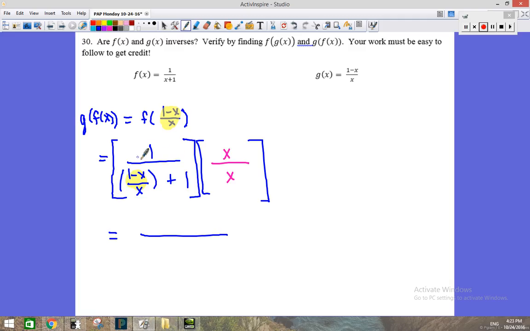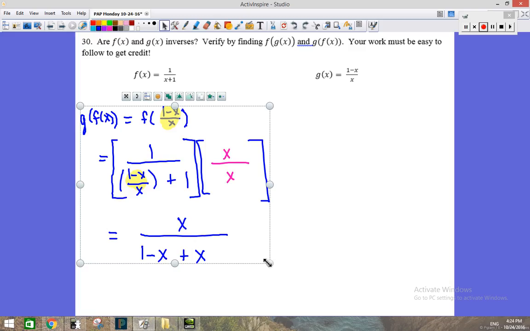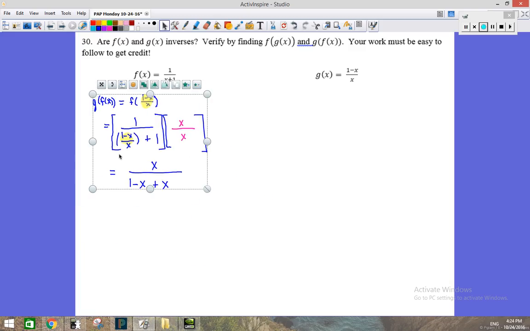When I multiply fractions, it's very easy. I just multiply the numerators together, so I go straight across. 1 times x is x. In the denominator here, this x multiplies both of these terms. When this x multiplies the first term, you have x divided by x, which cancels, so we just get 1 minus x. When you take x and multiply it by the second term, you get plus x. Well, now it's much easier to simplify, and we can see that we are going to get x.